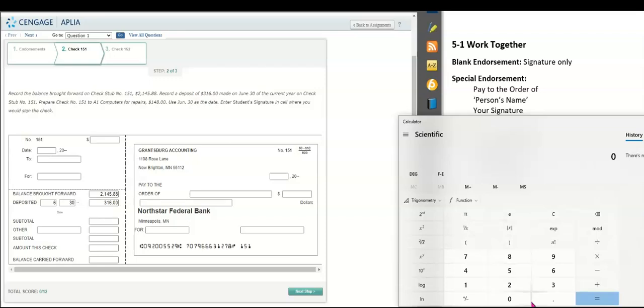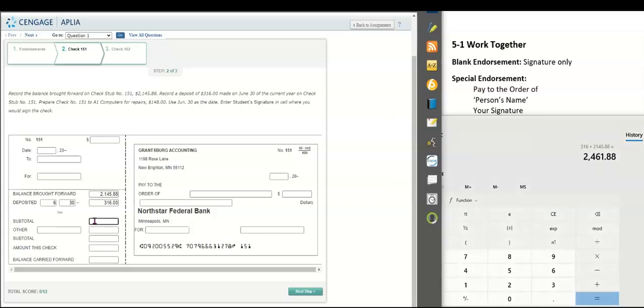So we're going to take 316 plus 2145.88, and we get 2461.88. So 2461.88. Okay, so that's the amount that goes here for your subtotal. Alright, it says prepare a check number 151 to A1 Computers for repairs, $148, use June 30th as the date, and then you'll type student's signature where you would sign. Okay, so right here is where we put the date, and it's going to be June 30th. Now they want you to abbreviate it, June 30, just like that.